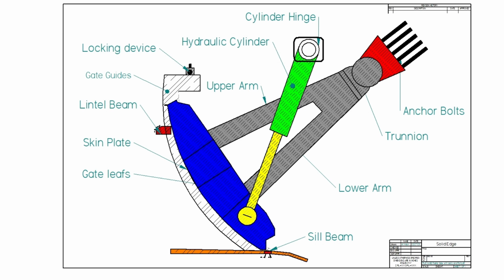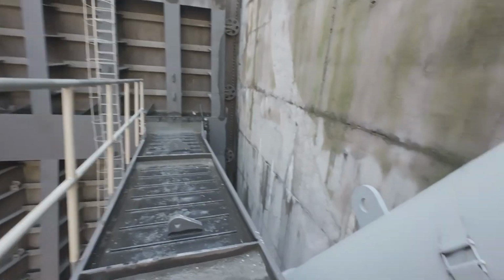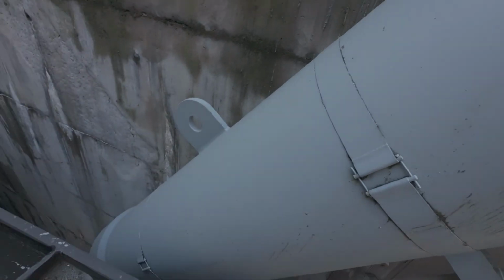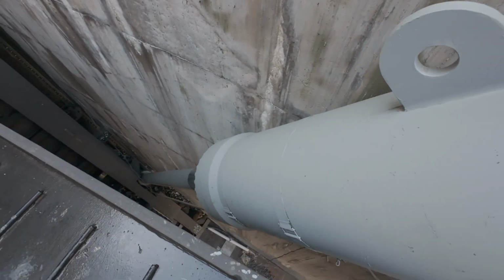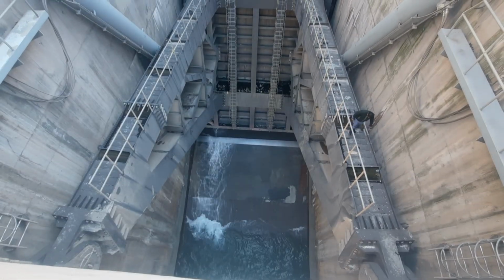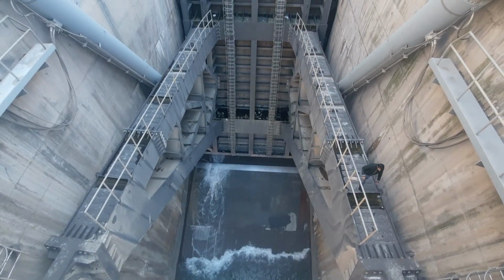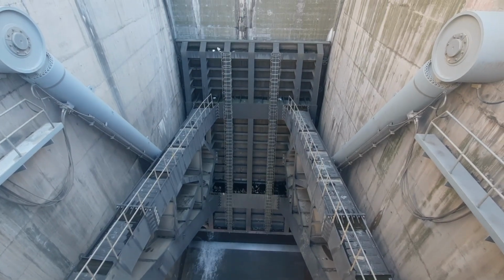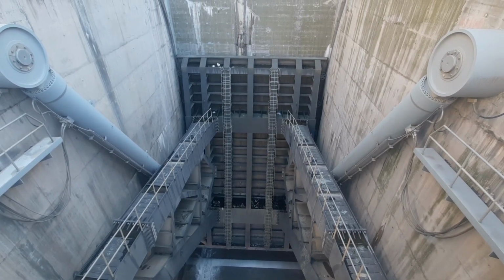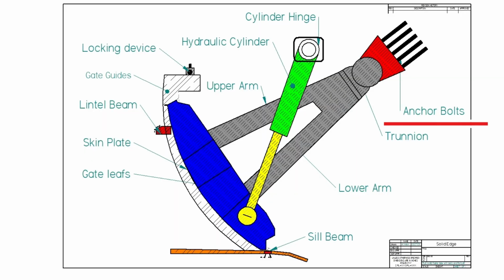4. Hydraulic cylinder and cylinder hinge. The hydraulic cylinder is the powerhouse that moves the gate. Connected to the gate leaf via the cylinder hinge, it pushes or pulls the gate open or closed. Hydraulic systems are used because they generate the massive force needed to move such heavy structures with precision. Each hydraulic cylinder of this gate has the power to lift an incredible 600 tons, showcasing its immense strength and engineering precision.